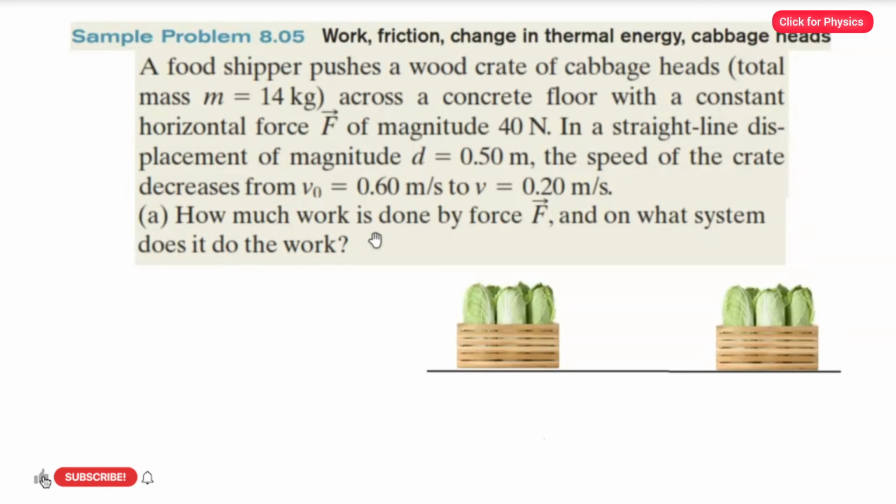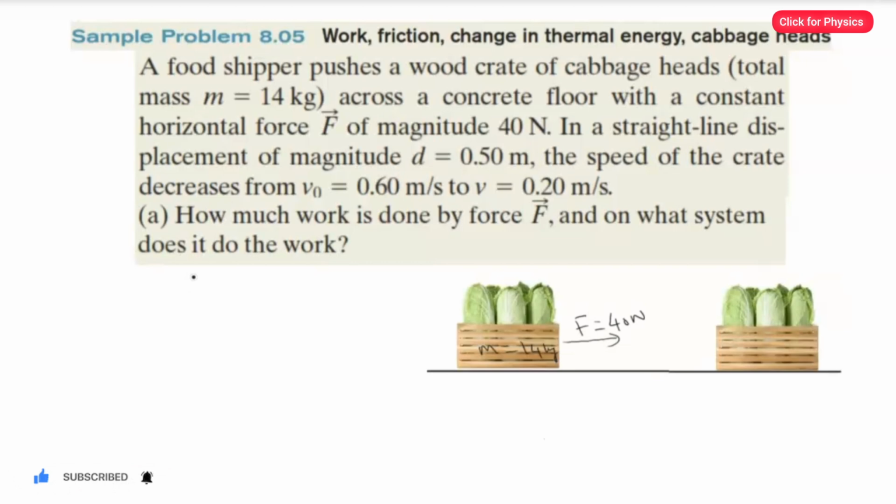First question, how much work is done by the force F vector and on what system does it do the work? So in this question, we are going to find what is the work done on this wood crate by the applied horizontal force of magnitude 40 Newton. And here, this wood crate full of cabbage, the total mass is 14 kilogram. And also they mentioned we applied a 40 Newton of horizontal force. That means we applied the force in this direction. So the magnitude of this force we applied here is 40 Newton.